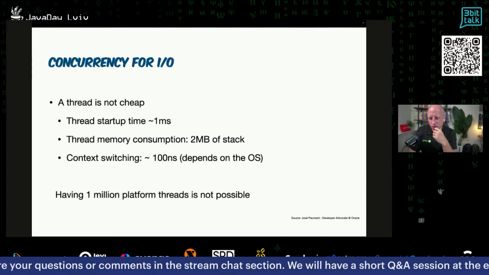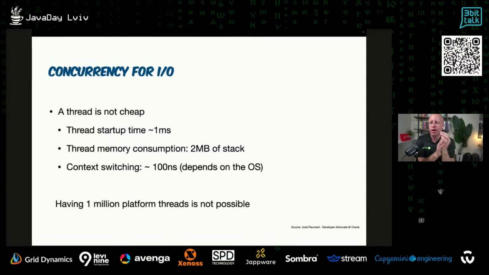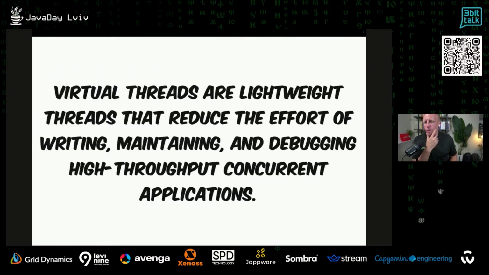There's a really good video on this by a developer advocate at Oracle, who you probably all know now, Jose, who does a really great talk on virtual threads, a little bit more in depth than I'm going to do today. I took these numbers from him. But what he got to was, if you go through the math and try to figure it out, having 1 million platform threads is not possible. And this is where we start to see some of the bottlenecks in our higher throughput concurrent applications.